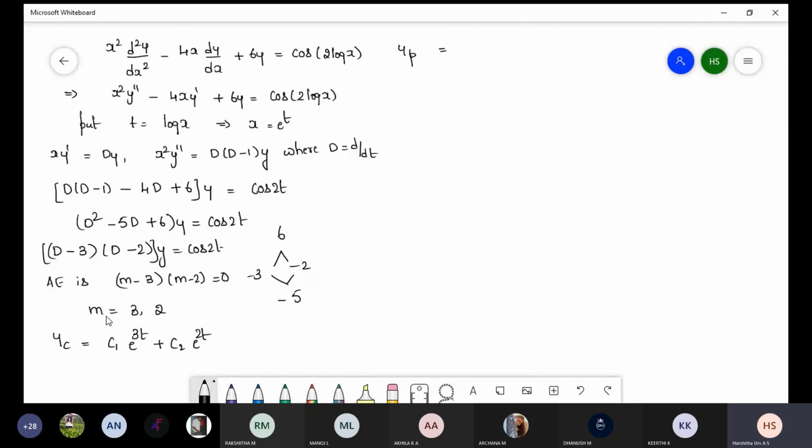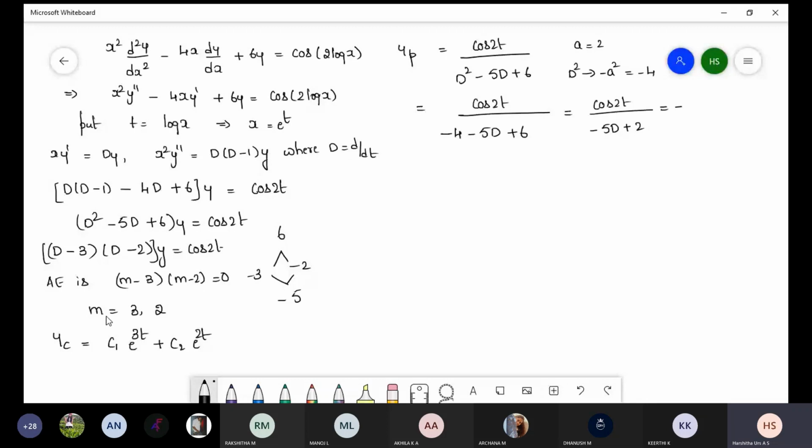Yp is cos 2t divided by D square minus 5D plus 6. Here a is equal to 2. D square will be replaced by minus a square, that is minus 4. So cos 2t divided by minus 4 minus 5D plus 6, so cos 2t divided by minus 5D plus 2. I write minus outside from the denominator, so 5D minus 2. Now we have to do the rationalization.